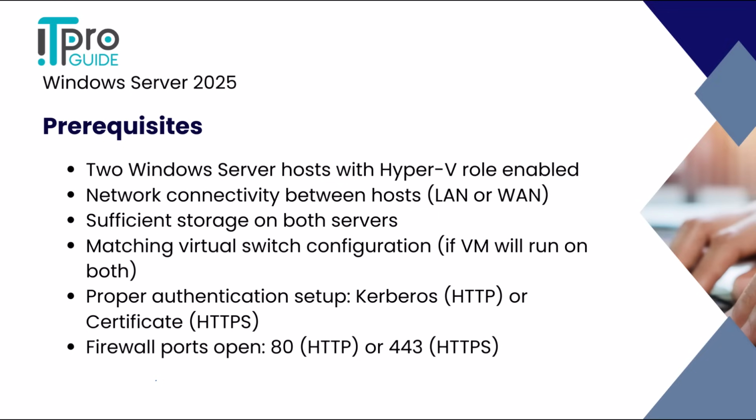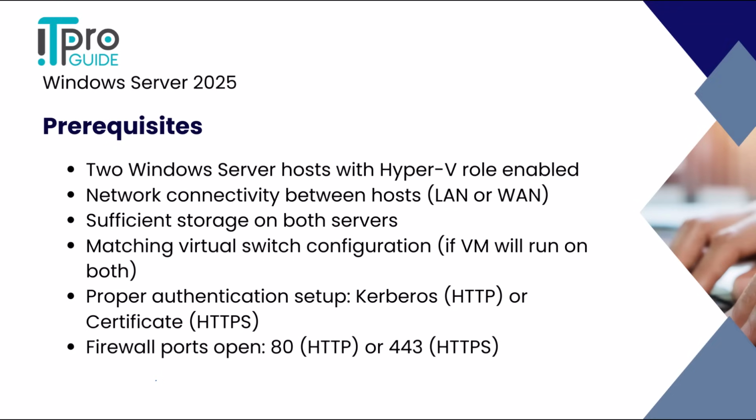And if the VM will run on both servers, then it has to match the virtual switch configuration. That means if you have a virtual switch configured in Hyper-V 1, the same virtual switch should be available in the second Hyper-V server also. Otherwise, when the virtual machine tries to start up on the secondary server, it comes up without a network connection because it is not able to find the virtual switch configuration. So in a Hyper-V replica network, make sure you configure the same switch name on both servers.